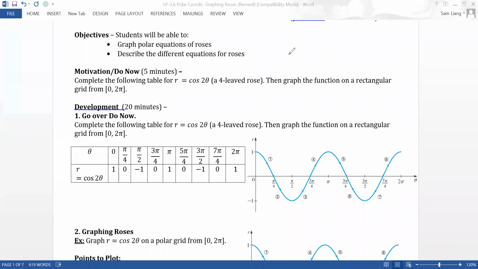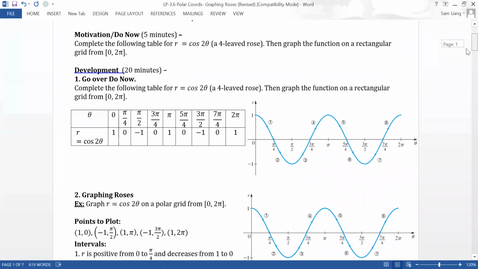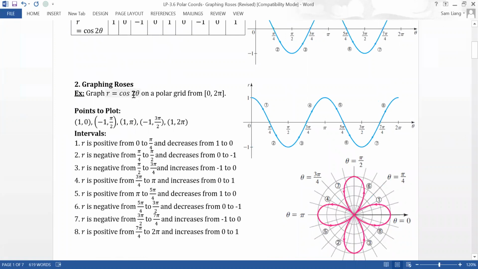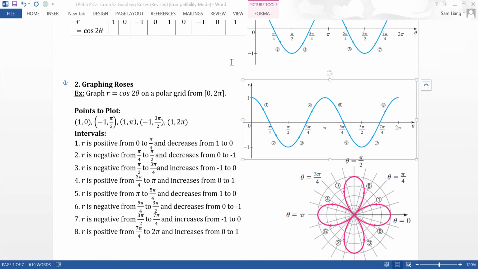Okay, here we are. The following exercise is just to graph R equals cosine 2 theta, the same function from the do now, on a polar grid from 0 to 2 pi. I just copied the rectangular graph here also. Technically you could choose more points than these, but I chose these points. These are the ones from the textbook.